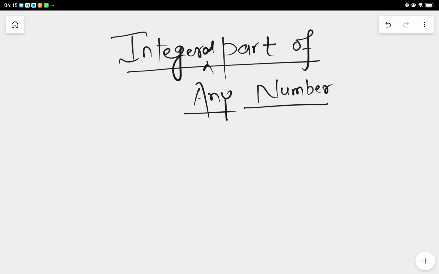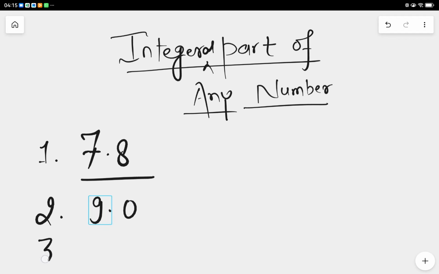So if I give you a number 7.8, I will give three examples: 7.8, 9.0, and the third one is minus 5.6. Here I want to understand from you what you understand by these numbers. Of course, one is a fraction.